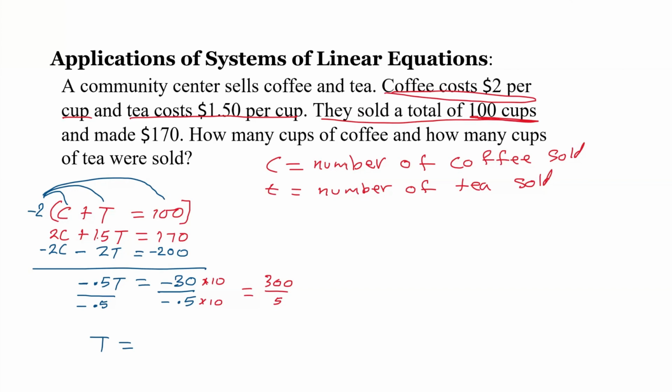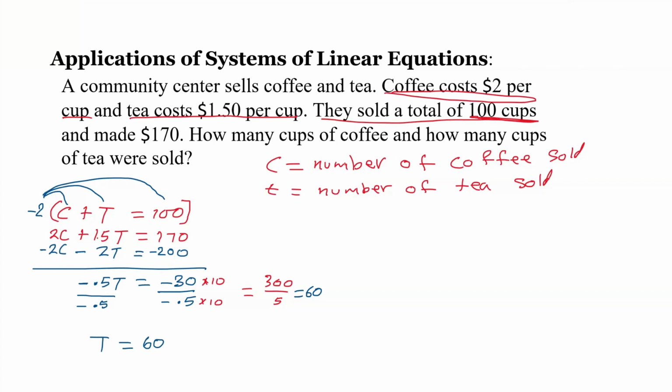If you're perfectly fine dividing by 0.5, it's just asking you how many 0.5s you could get out of 30, or how many halves you could get out of 30. Well, you could get 60 halves out of 30. So T is equal to 60. Or if you take 300 divided by 5, you get 60. So there are 60 cups of tea.